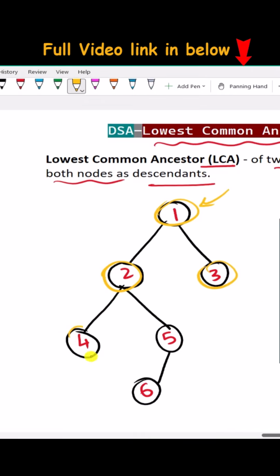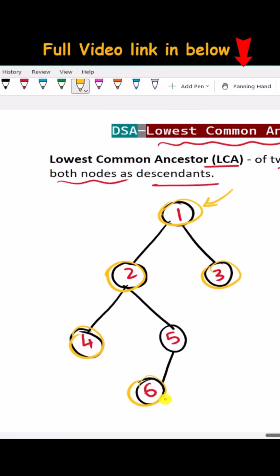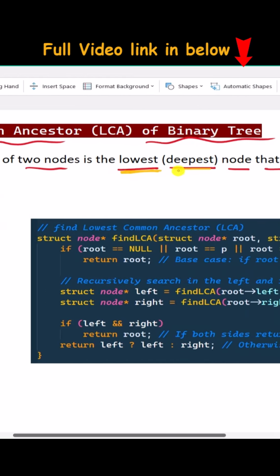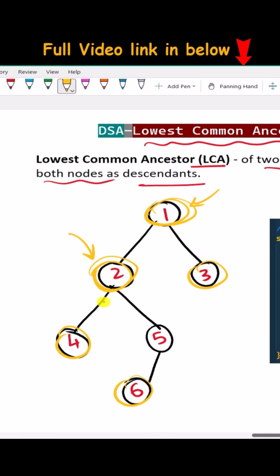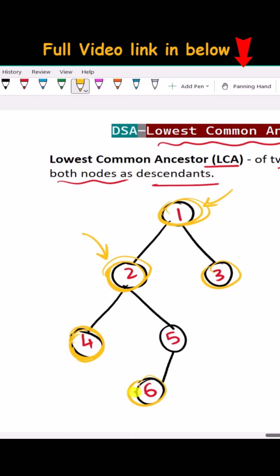Similarly, for the nodes 4 and 6, the common ancestor can be 2 or 1, but because you are talking about lowest, that means 2 will be the lowest common ancestor for the nodes 4 and 6.